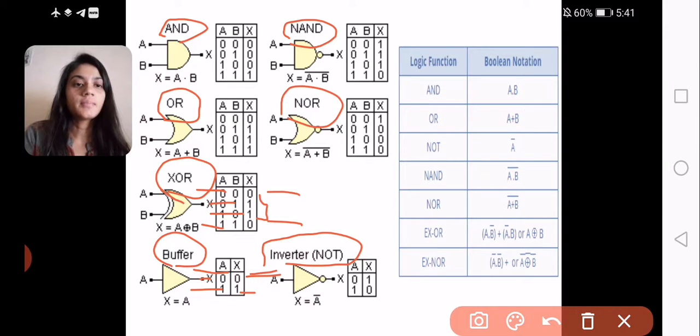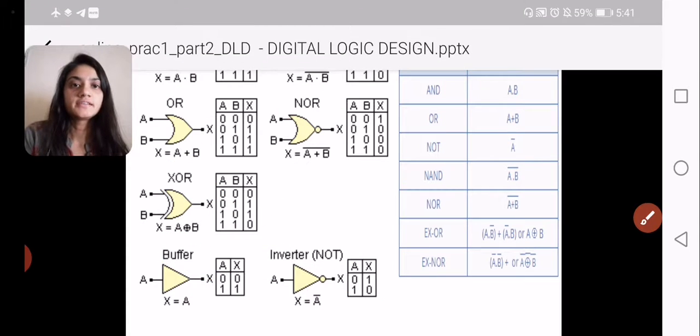It is also known as the NOT gate. So if you apply 0, you will get answer 1. If you apply 1, you will get answer 0. And here the equations of all the gates are given. So you have to remember these gates and their input and output combinations for the solution of logic circuits.